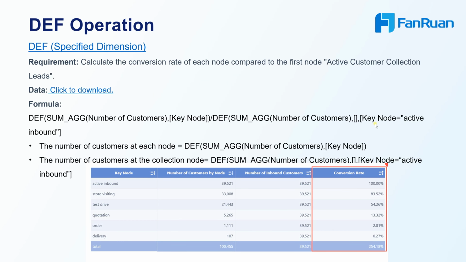To analyze the conversion rate, we need the customer count at each node divided by the number of customers at the active inbound node. So, the conversion rate for each node is the customer count at that node divided by the customer count for the active inbound node. We can continue breaking this down step by step. The aggregation for each node's customer count is based on the sum of customer counts, and the dimension is the stage, or node. But we also have a special condition. We only care about the active inbound node. We don't care about the other nodes.